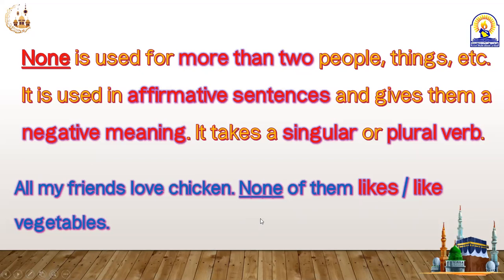So before we go to the next slides, guys, focus on this. None is used to talk about more than two, and it's used in affirmative sentences. As you can see, we use none in an affirmative sentence. We don't have any don't or doesn't or didn't here, but it changes the meaning into a negative meaning. And it's followed by singular or plural verbs. This is for none.